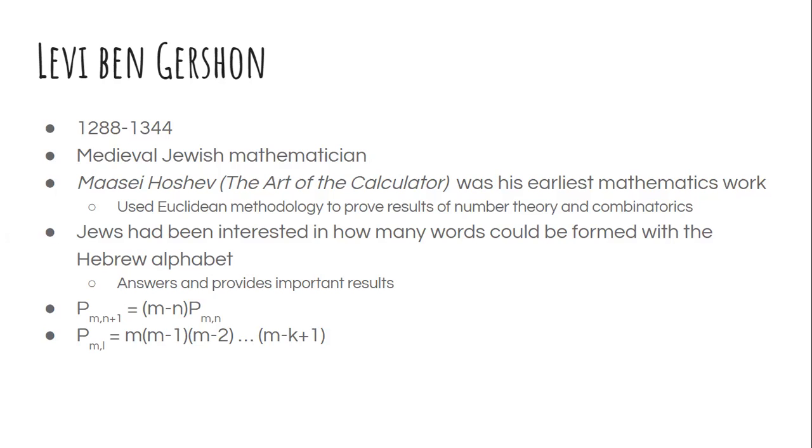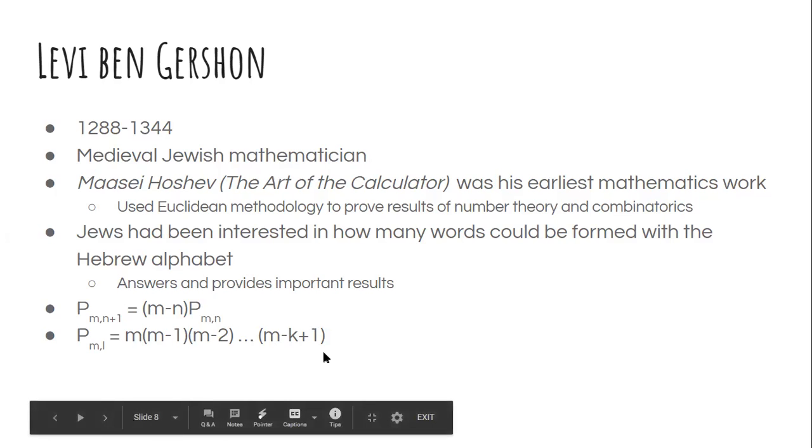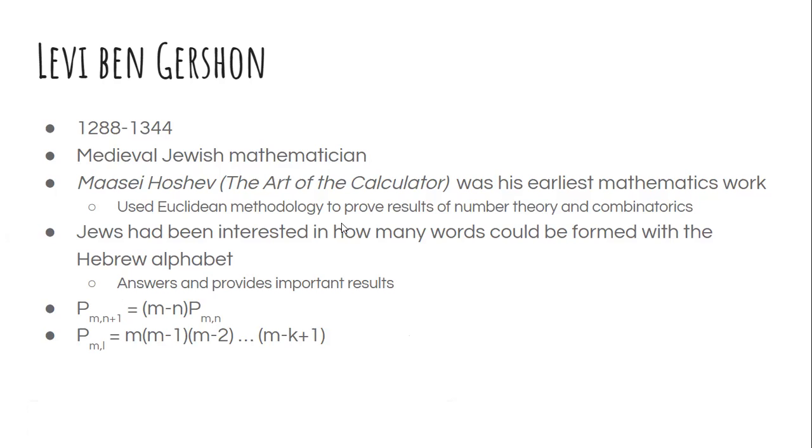But Levi Ben Gershon was the one that kind of started this for us, just because he was interested in how many words could be formed with the Hebrew alphabet, and this is what came out of it. That was pretty interesting, because now we might just plug it into our calculator, but we also have this formula of what it actually means to permute something and pick. So m choose k, and then m pick k.